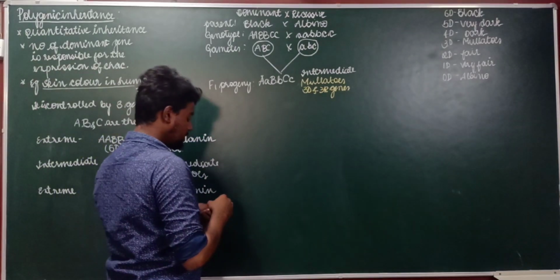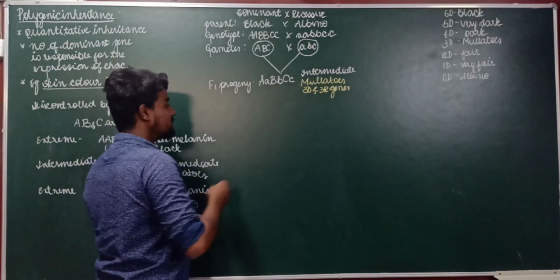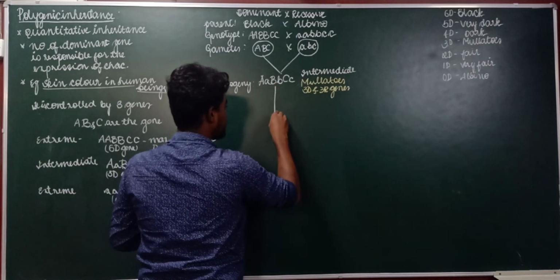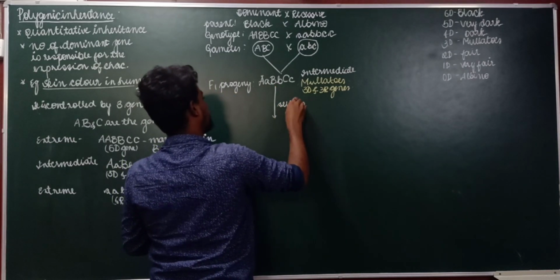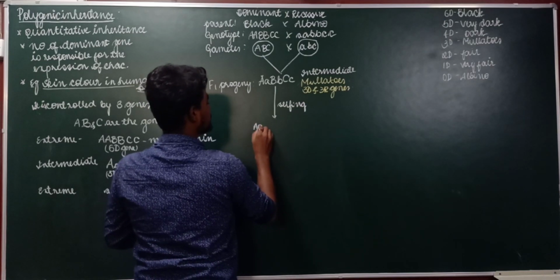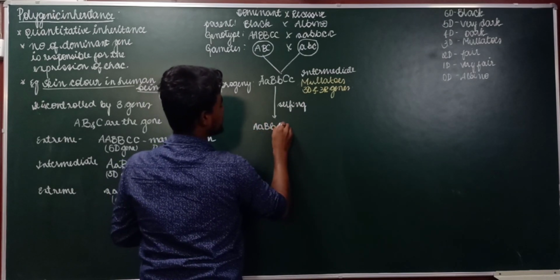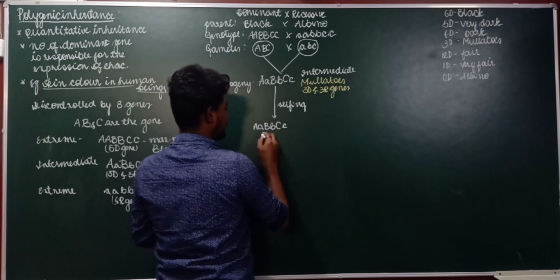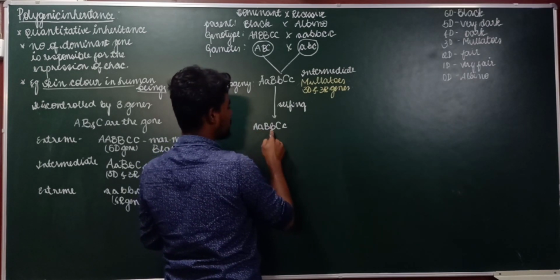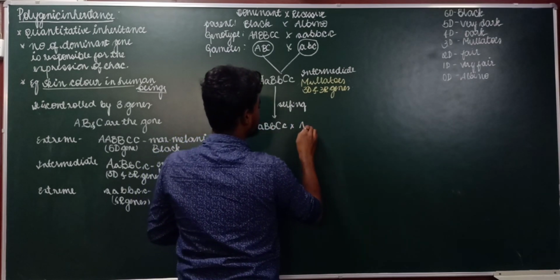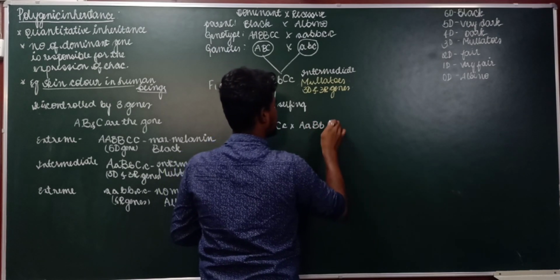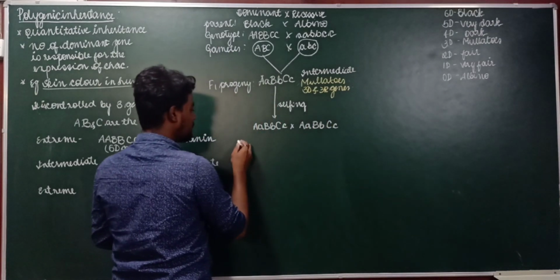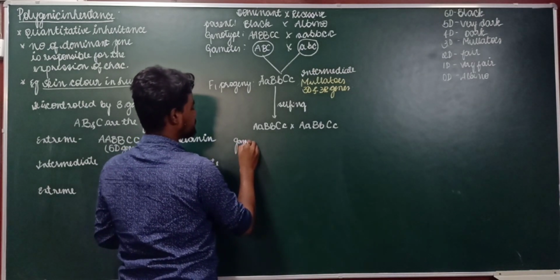Now, what is that thing? We have to do the self crossing, or the process of selfing. Capital A small a, capital B small b, capital C small c, into the same thing. Selfing is nothing but the self crossing.